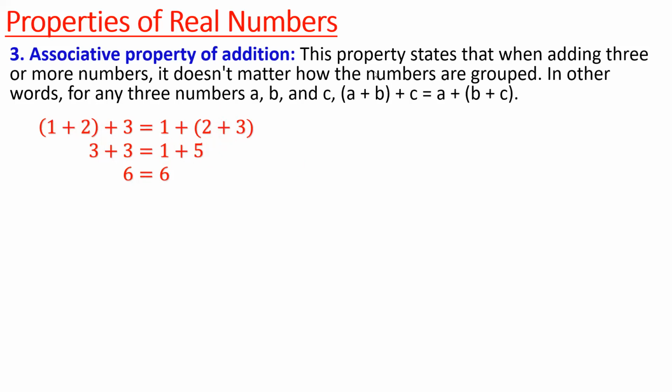Casey, read the associative property of addition for me, please. This property states that when adding 3 or more numbers, it doesn't matter how the numbers are grouped. In other words, for any 3 numbers A, B, and C, open bracket A plus B close bracket plus C equals A plus open bracket B plus C close bracket. Very good. So the way the numbers are grouped doesn't matter. You'll still end up with the same result.